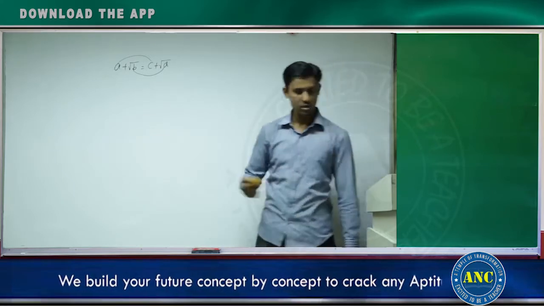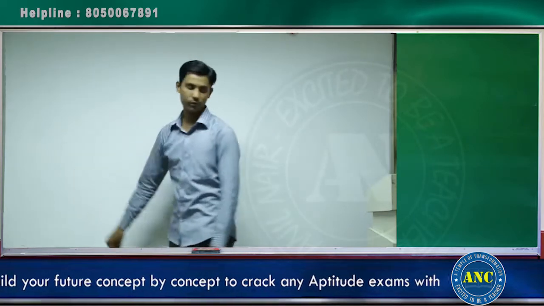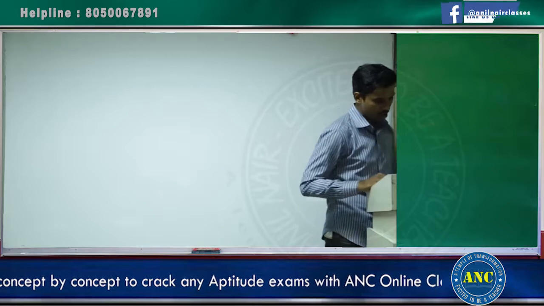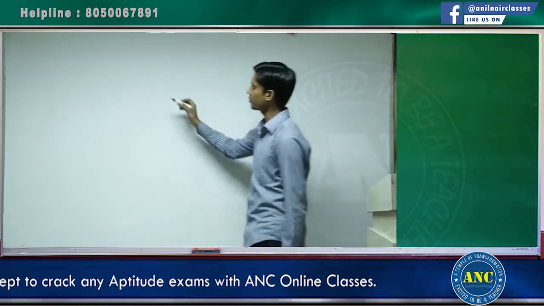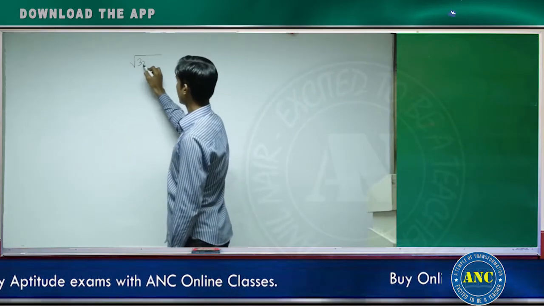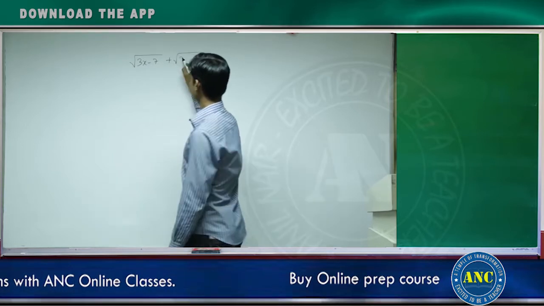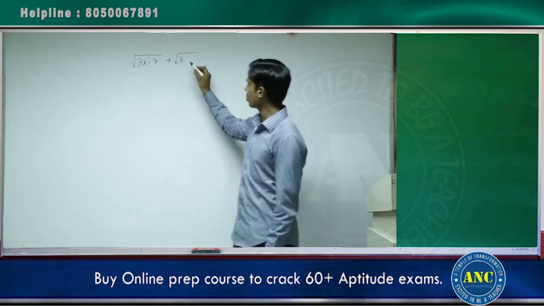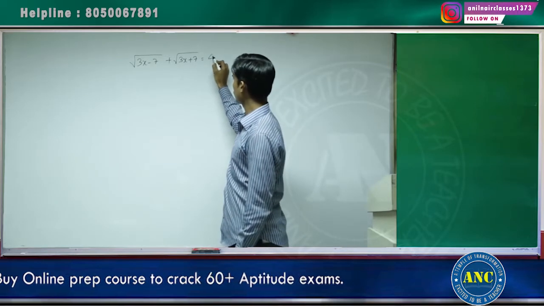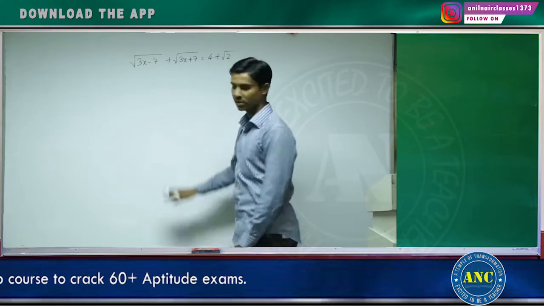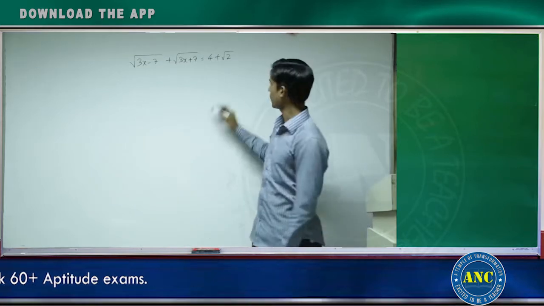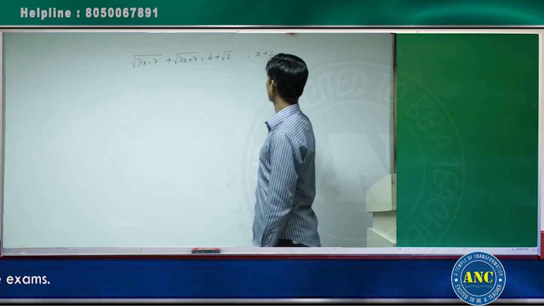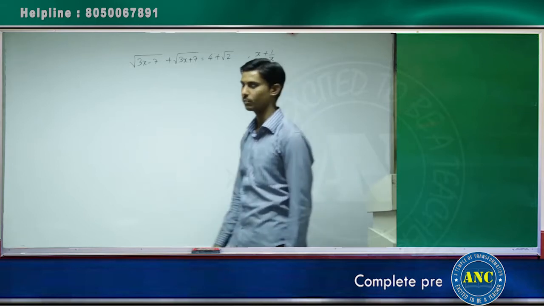Please see the next question. If root of 3x minus 7 plus root of 3x plus 7 is equal to 4 plus root 2, then they are asking you the value of x plus 1 by x. What is the value of x plus 1 by x is the question, right?